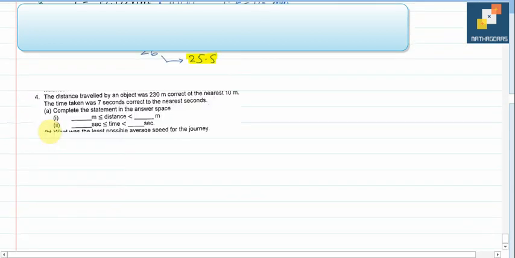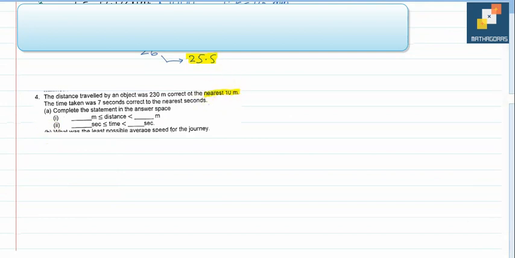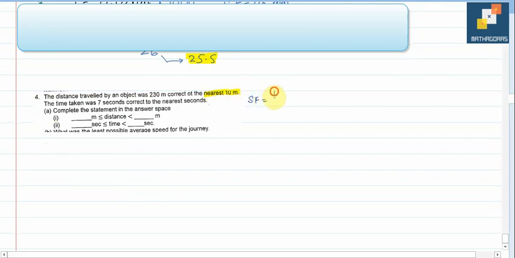The distance traveled by an object was 230 meters, correct to the nearest 10 meters. Before reading the further question, I will find the scale factor, and that will be 10 divided by 2, which equals 5. What is the procedure to find the scale factor? Whatever the number written with the statement "correct to the nearest", you need to divide it by 2, and that gives you the value of the scale factor.